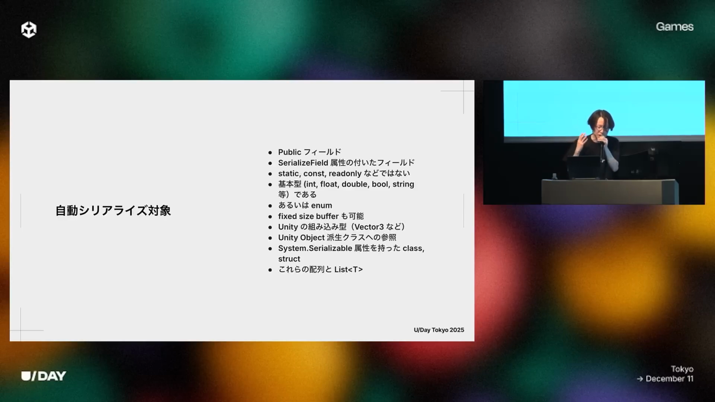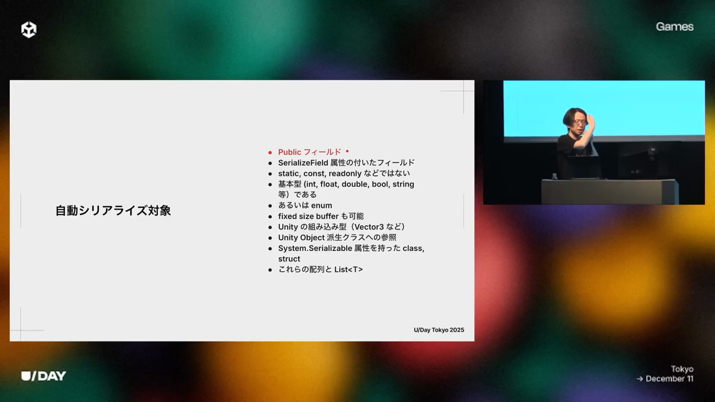Now, as for what this automatic C# side serialization actually covers, it looks like this. I copied this straight from the documentation. Only matching fields are auto-serialized. Most of you probably know this already, but in some special cases, not just public fields but private fields can also be serialized. I'll explain it later.